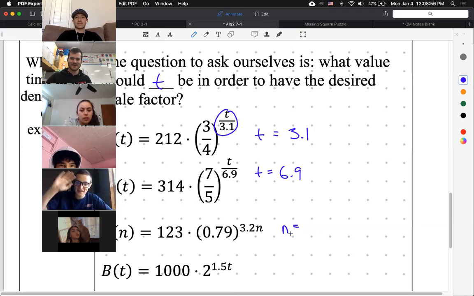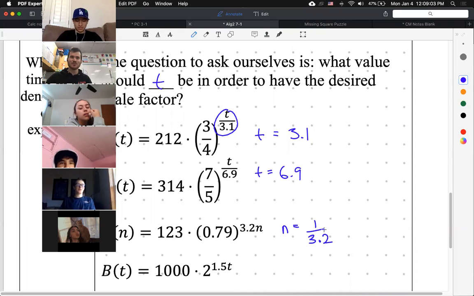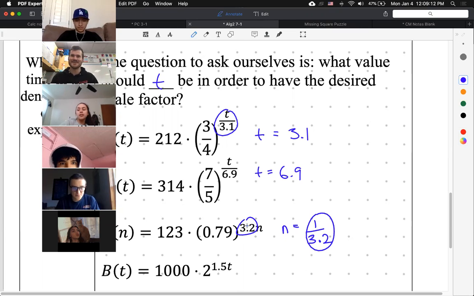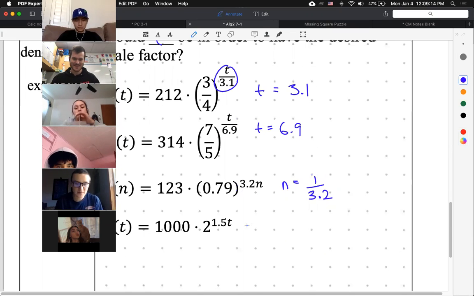How do you do that, Wyatt? N would be equal to 1 over 3.2. There it is, 1 over 3.2. If n is 1 over 3.2, 1 over 3.2 times 3.2, 3.2 is on the top and bottom, they cancel out, and you've just got 1. And very similarly, down here, what is t going to be to make this exponent 1? Andres? 1 over 1.5. Beautiful. There it is, 1 over 1.5.